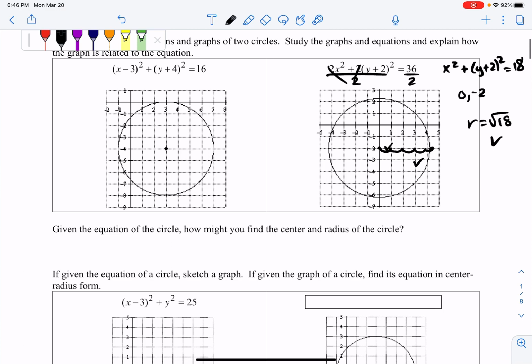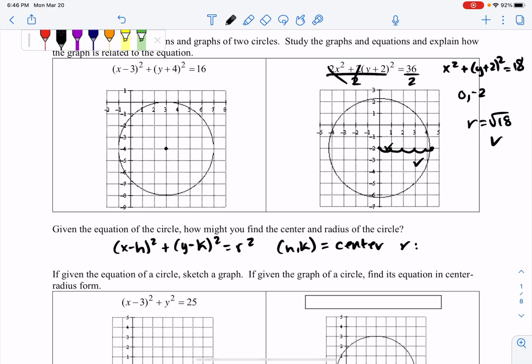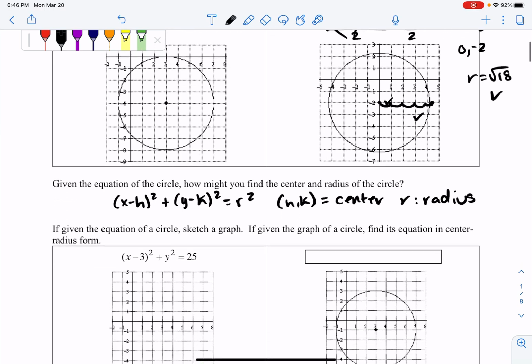Given the equation of the circle, how might you find the center and the radius of the circle? So we know that in the equation, (x - h)^2 + (y - k)^2 = r^2, h comma k is the center, and r is the radius. So that's how we know.